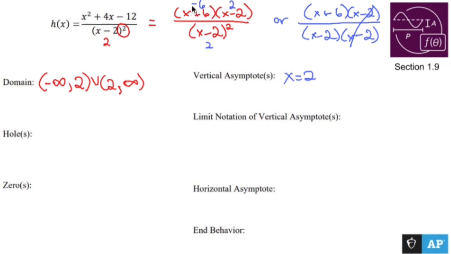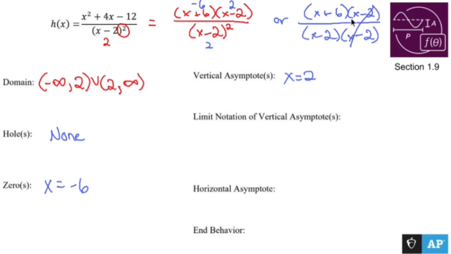That leaves me with a negative 6 up here that I am allowed to plug in, and that negative 6 becomes a 0. So if you're wondering, all right, well then what's my hole? There is none. And again, that's because you have more factors on the bottom than you have up here that are the same thing. So that takes me to my limit notation and horizontal asymptote and end behavior and all that stuff, which is basically the same thing, except for this part, the limit notation of the vertical asymptote.